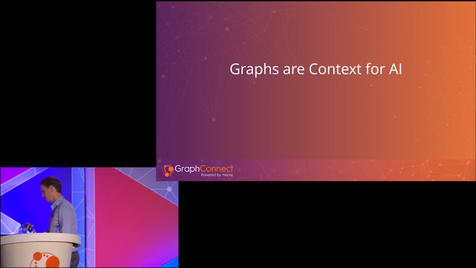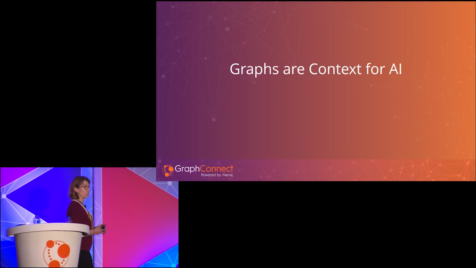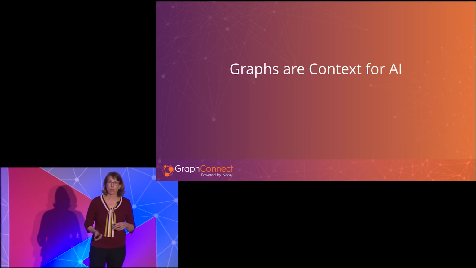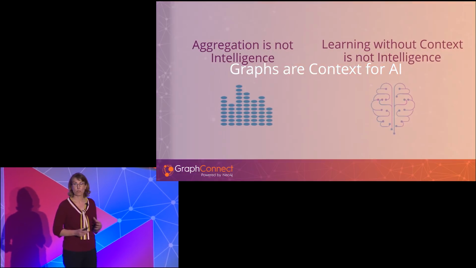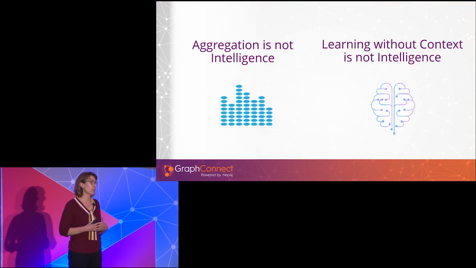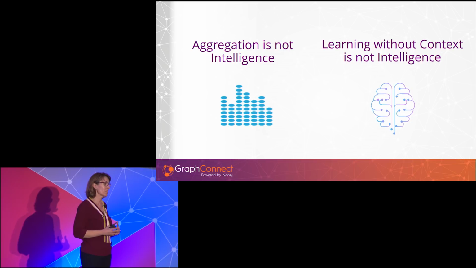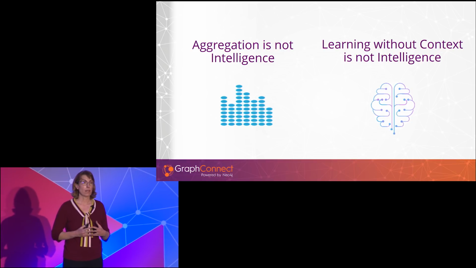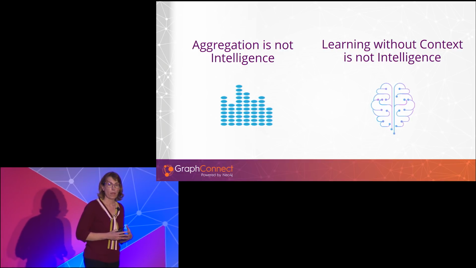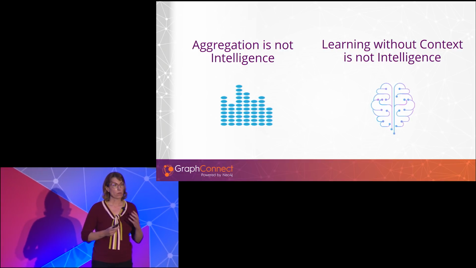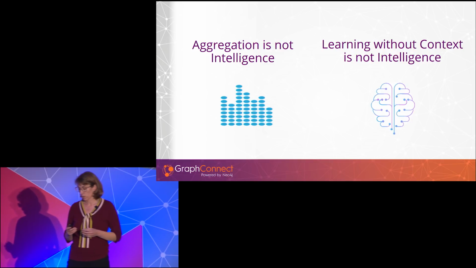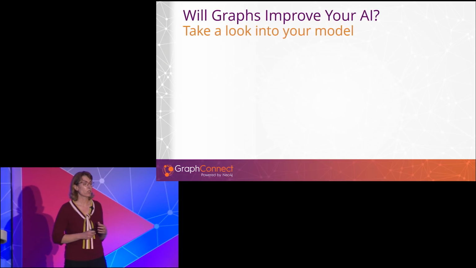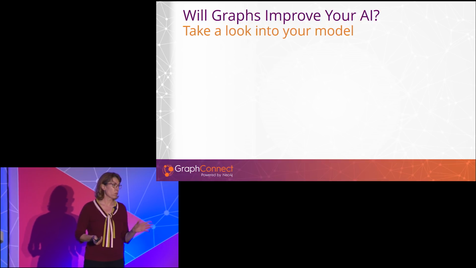Thank you. So I think by now you've hopefully understood the theme is context for AI. And in particular, to remind you that aggregation of information is not intelligence, nor is learning without context. That's not intelligence and comprehension. So think about what you're doing, and if you're still asking yourself, will graphs help me? Will graphs help my AI or my machine learning? There are pretty much 4 areas.